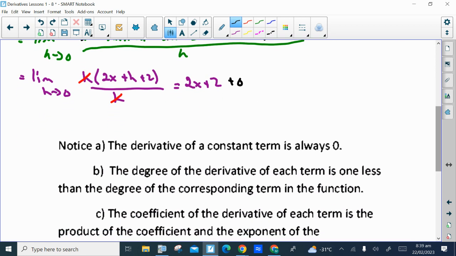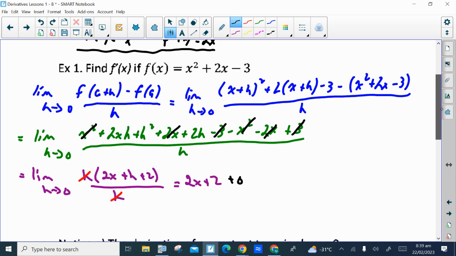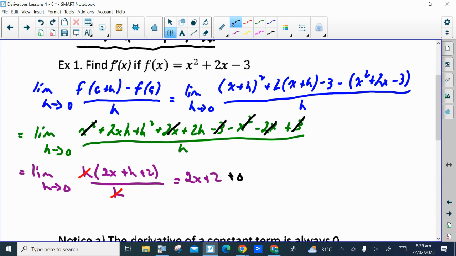Second statement says the degree of the derivative of each term is 1 less than the degree of the corresponding term of the function. That is also true. The derivative of x squared is 2x. Right? The term in the original function is degree 2. The term of the derivative is degree 1. Right? The derivative of 2x is just plus 2. Same thing. The term has a degree of 1. The derivative term has a degree of 0. Okay? So that is also true.